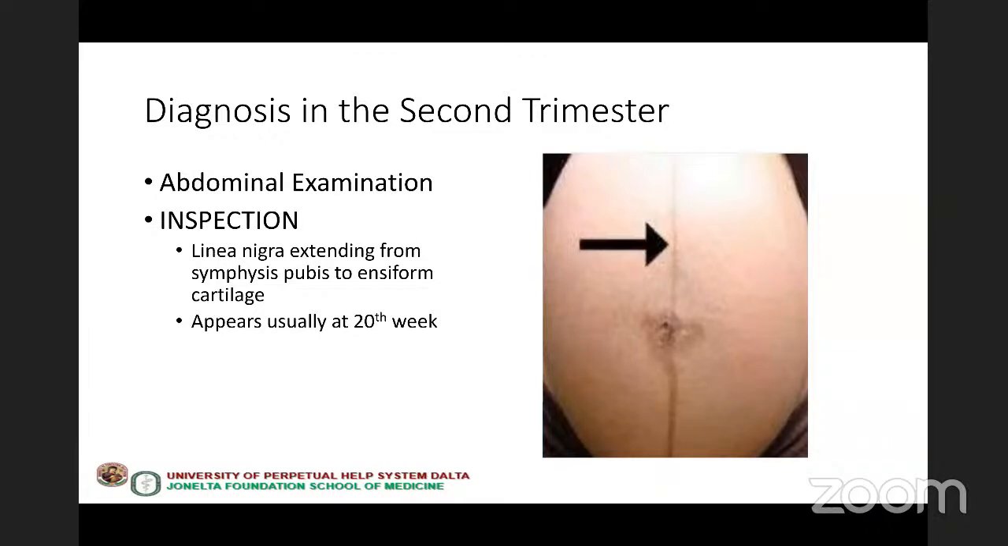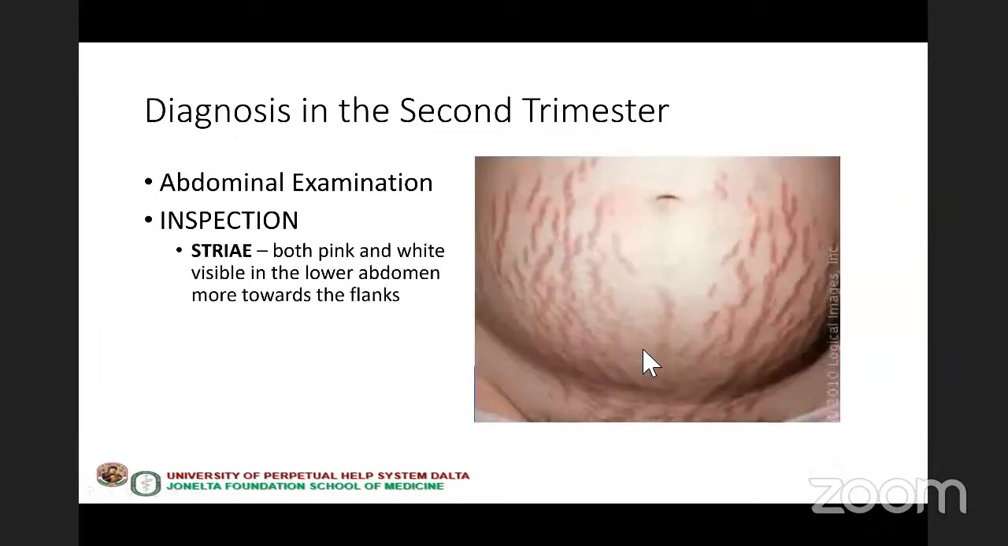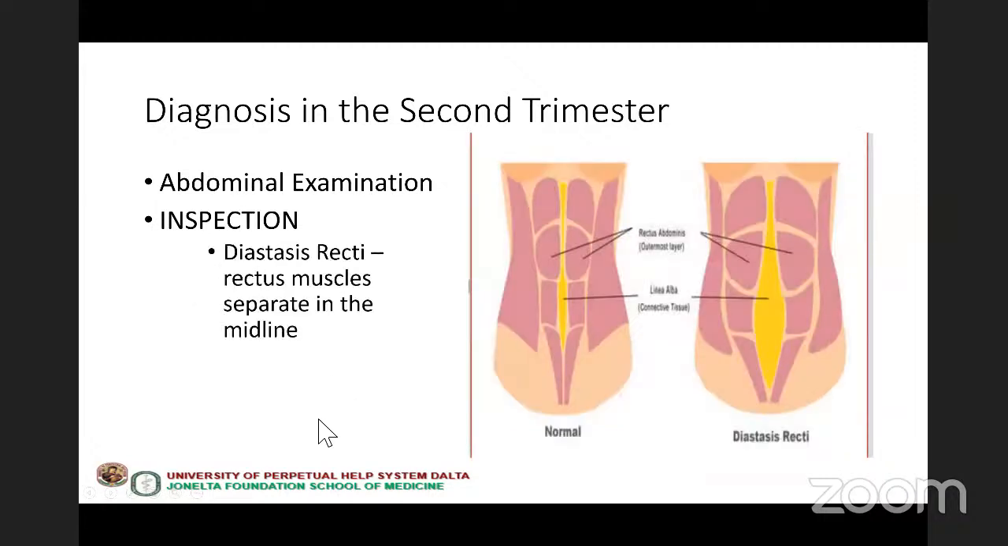What else could happen? Striae could happen. Skin pigmentation, that's both pink and white, that's visible, more pronounced in your lower abdomen, more towards the flanks. It's more peripheral. Okay, what else could happen? Inspection. Your diastasis recti, so this is your rectus muscles, especially if your abdominal muscles are weak, may separate in the midline. Or if you have an enlarged abdomen.